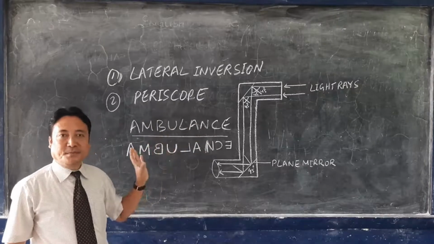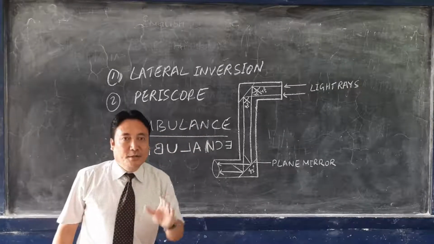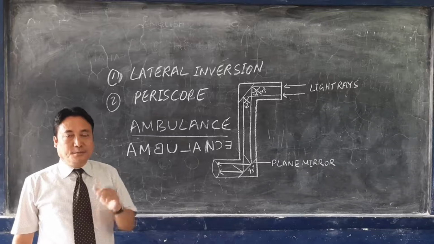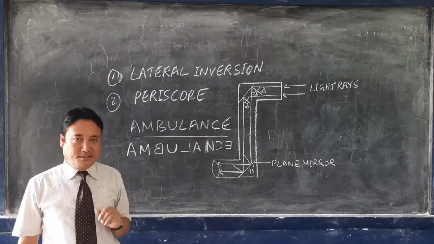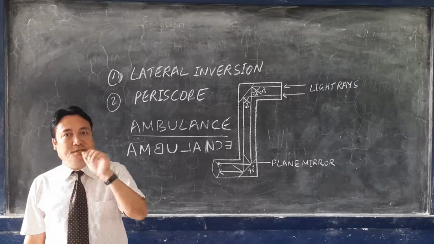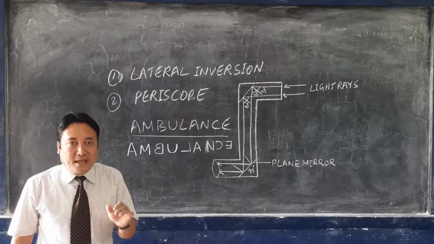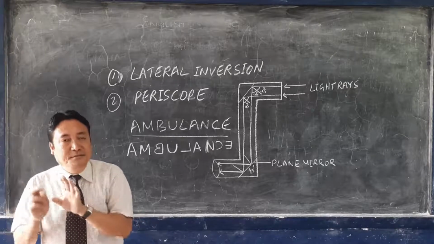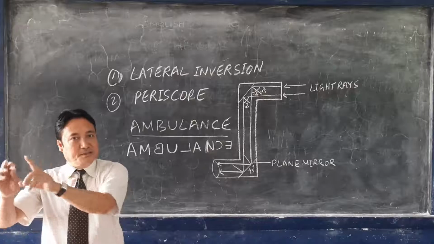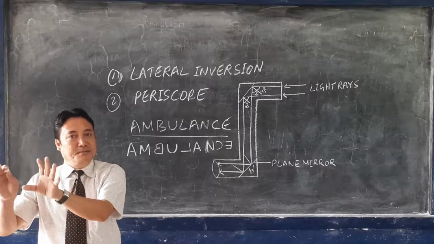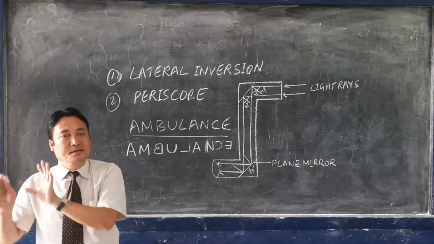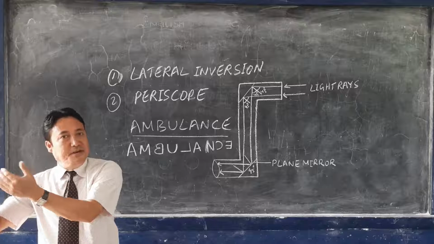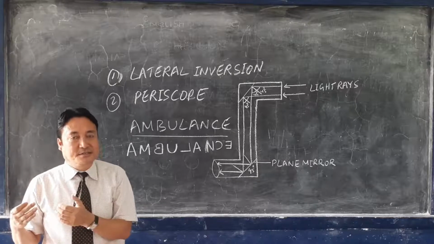Now why it is written like that is because any vehicle which goes ahead of the ambulance, the driver of that vehicle can see it through the rear view mirror. A rear view mirror means a mirror which has been placed near the side of the driver's seat.